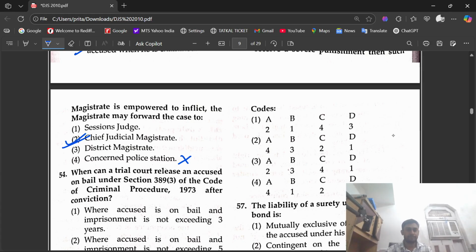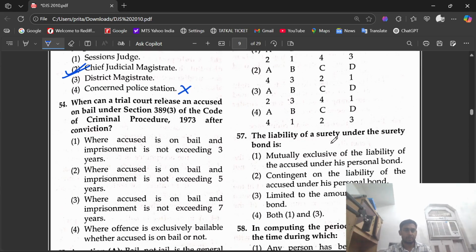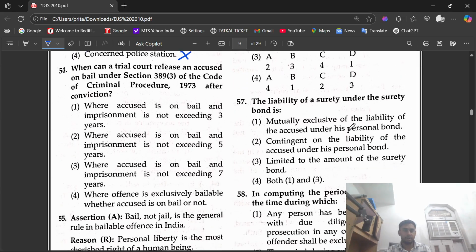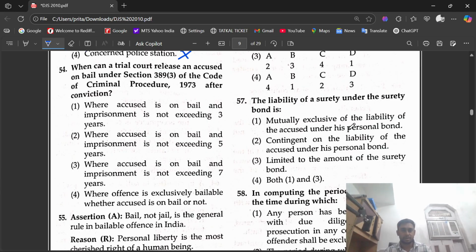Question number 54. When can a trial court release an accused on bail under Section 389 subsection 3 of the Code of Criminal Procedure 1973 after conviction, where the accused is on bail and imprisonment is not exceeding 3 years? The right option is first.